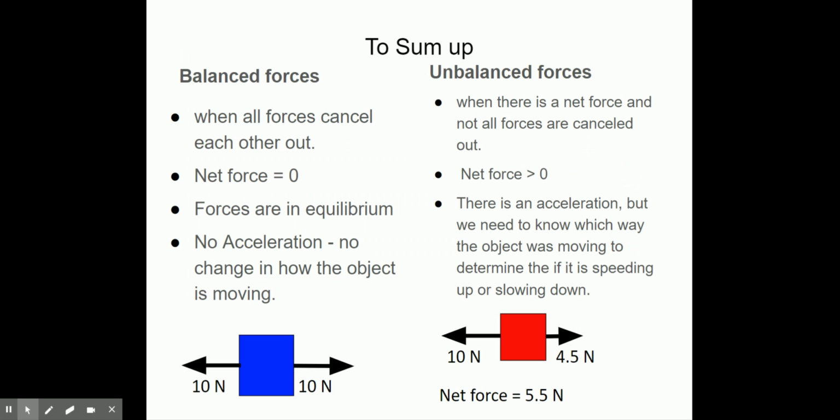All right. So to sum up, when you have balanced forces, all the forces cancel each other out and the net force is 0. The forces are said to be in equilibrium. There is no acceleration, which means there is no change in how the object is moving. If it was still, it's going to stay still. If it was moving, it's going to stay moving. When forces are unbalanced, there is a net force, so a net force greater than 0. There is an acceleration of some kind, but you need to know how the object is originally moving to figure out if it was speeding up or slowing down.